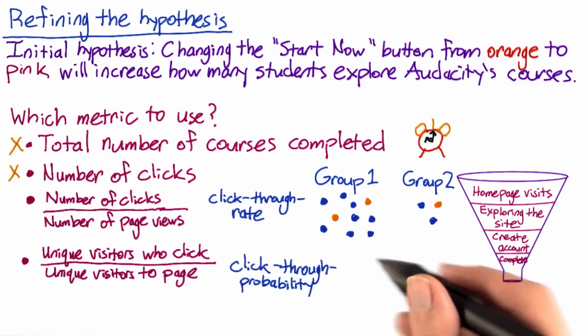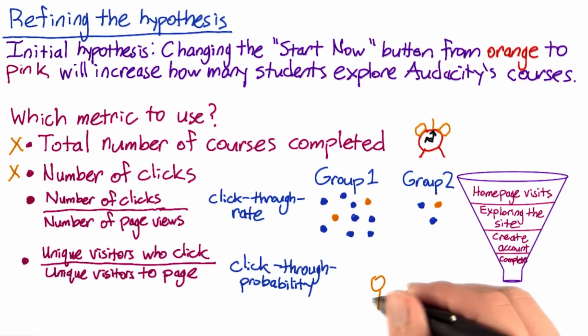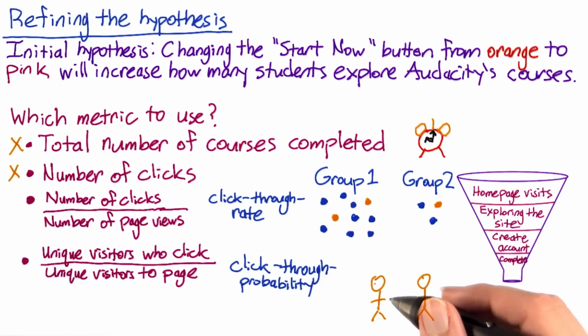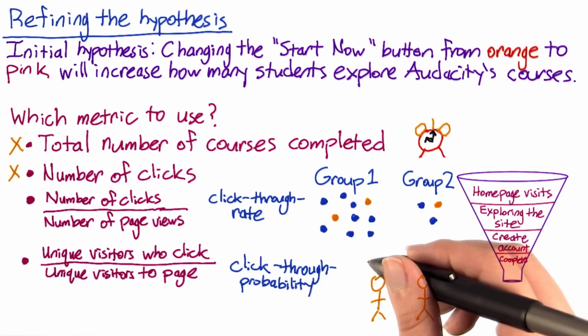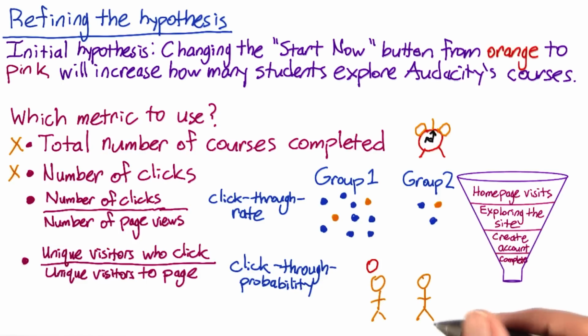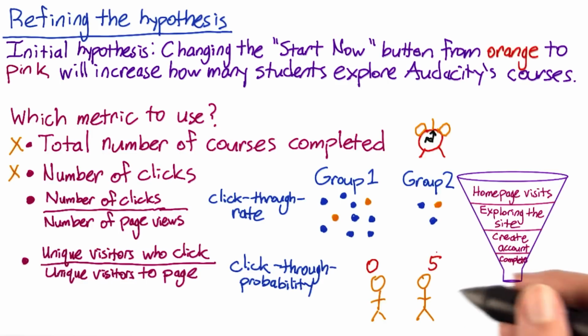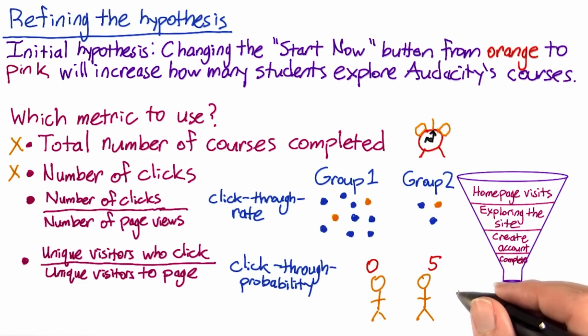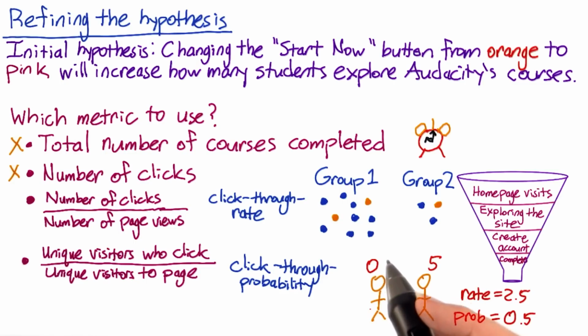To see how these two metrics are different, suppose you have a web page and 2 users visit the home page. The first leaves without clicking the Start Now button, which means they clicked 0 times, and the second person clicks 5 times. Maybe the next page loaded slowly, so the user impatiently clicked 5 times. In this case, the click-through rate equals 2.5, since there were 5 total clicks and 2 total page views. But the click-through probability equals 0.5, since half the users who visited the page clicked. Rates and probabilities have different characteristics, which we'll talk about further in Lesson 3.